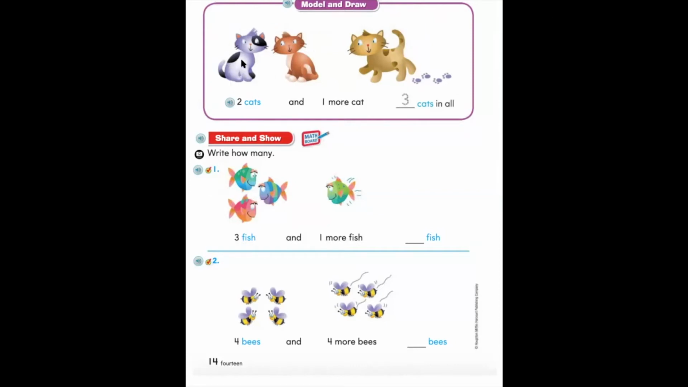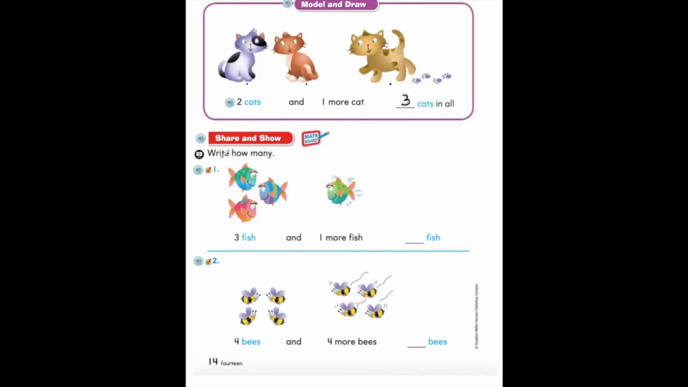If we count, there are 2 cats sitting together. Now, how many more cats are there? There is 1 more cat. So 2 cats and 1 more cat means that there are 3 cats in all. Let's count and make sure that that's right. 1, 2, 3. We checked our answer. There are 3 cats in all. So go ahead and trace in that 3 if you haven't done so already.